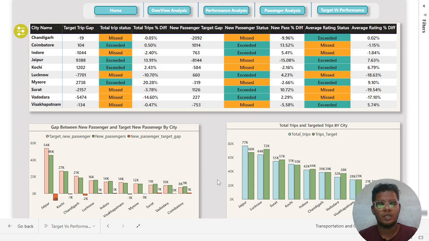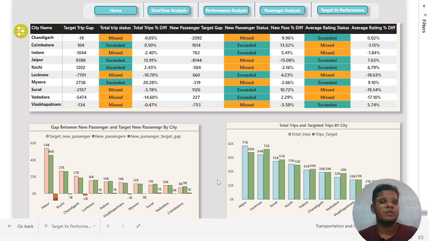The new passenger target is around 2000. Actually we deviated, we lag behind by 2000. So the passenger difference is minus 9.96. The average status is very high, exceeded. Likewise, these are the things.